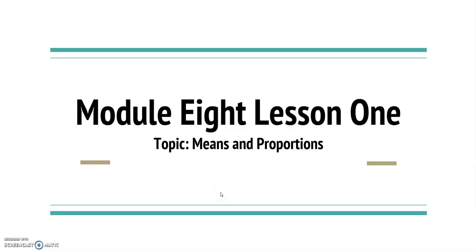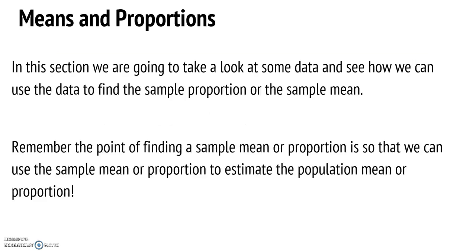All right, so in this section, what we're going to do is take a look at means and proportions and see how we can find these two statistics given either a sample survey, an observational study, or an experiment. We're going to take a look at some data and see how we can use the data to find the sample proportion or the sample mean.